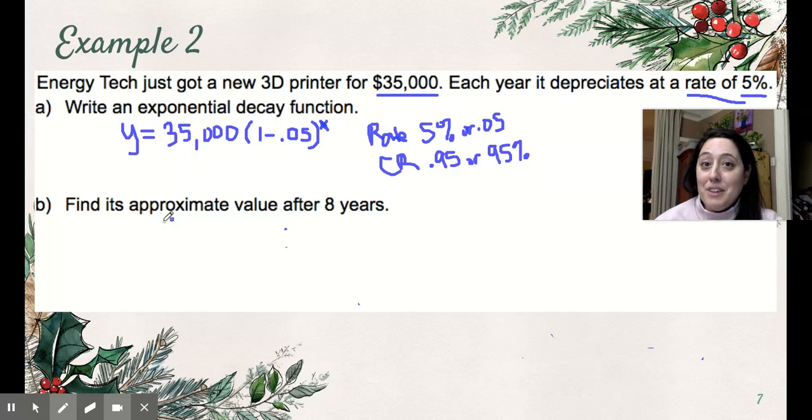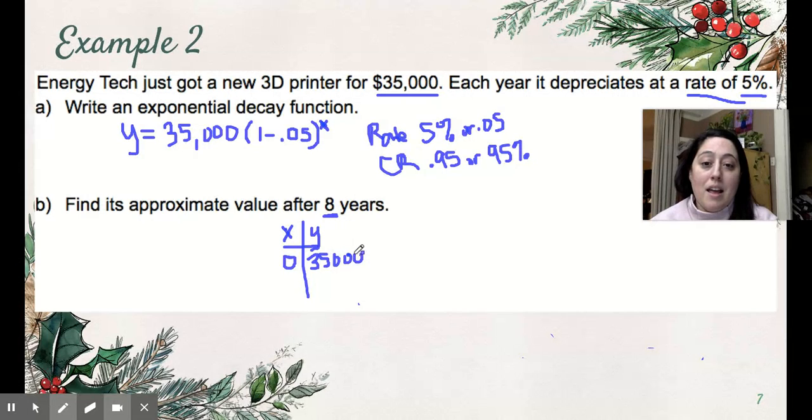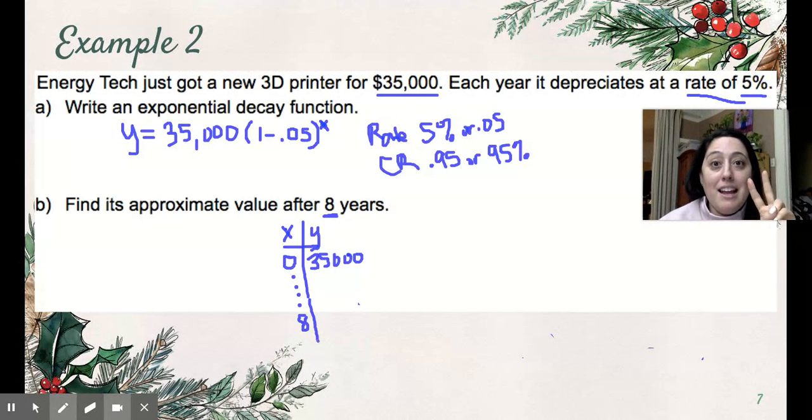And I'm going to let you guys figure out the approximate value after 8 years. All right. Just know that you are substituting your 8 in for your x. All right. So you can even make a table if you want to find it that way, or you could plug it into your calculator if you want to find it that way. So just remember that when you first get it, no time has passed, and we have 35,000. And then you'd have to put in, 1, 2, 3, 4, 5, 6, right? And go all the way down to the 8th year. Okay, so you have 2 options to find that, and good luck. Bye.